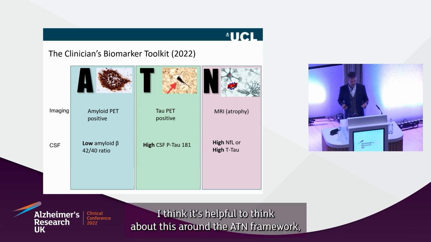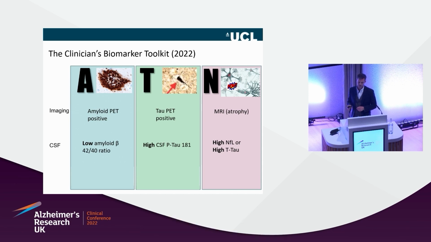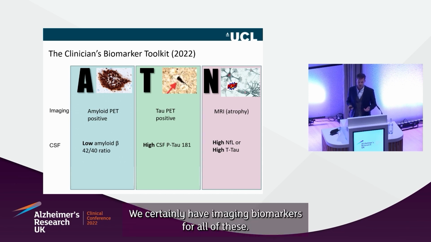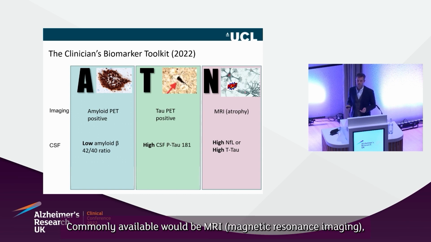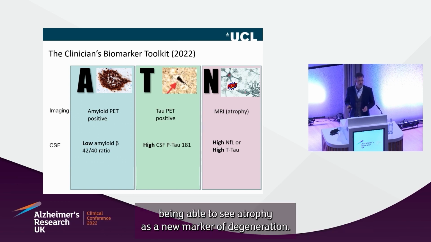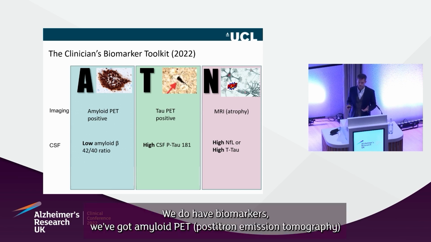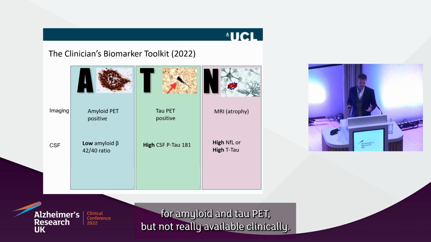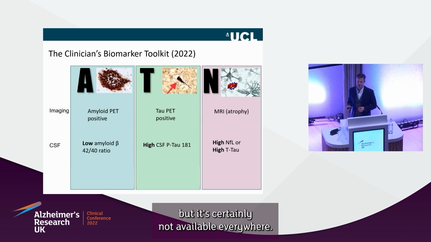So I think it's helpful to think about this around the ATN framework, A being for amyloid, T for tau, and N for neurodegeneration. And we certainly have imaging biomarkers for all of these. Commonly available would be MRI, being able to see atrophy as your marker of degeneration. We do have amyloid PET for amyloid and tau PET, but not really available clinically. Amyloid PET, yes, it's available in some specialist centres, but it's certainly not available everywhere.